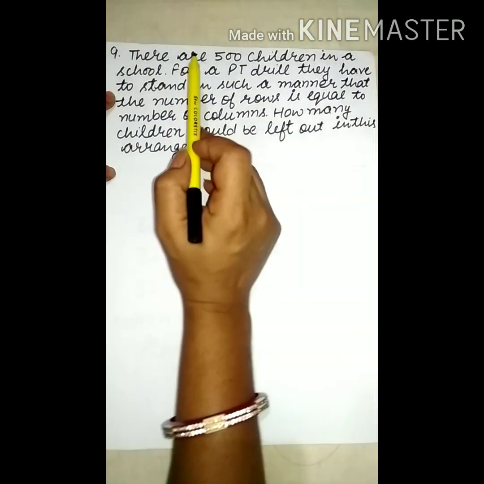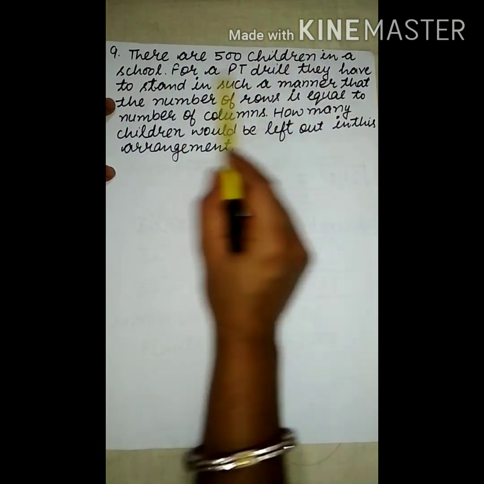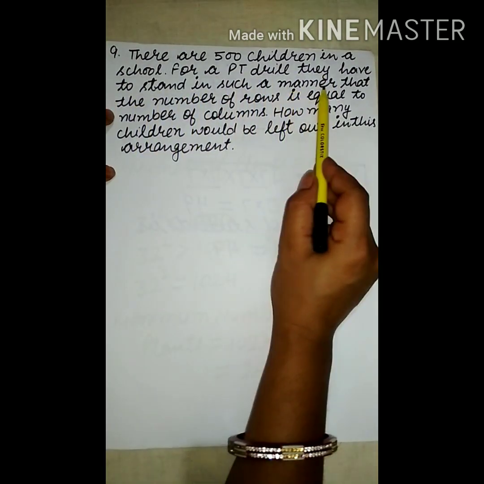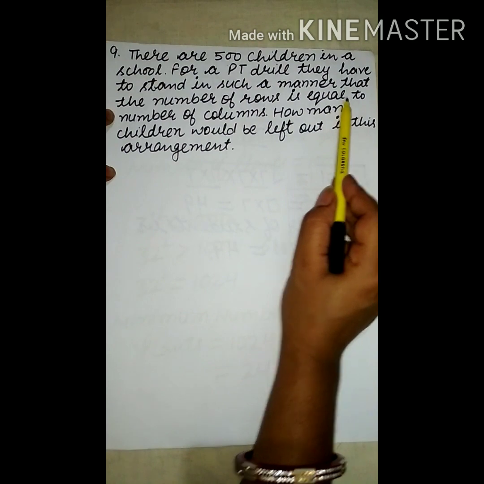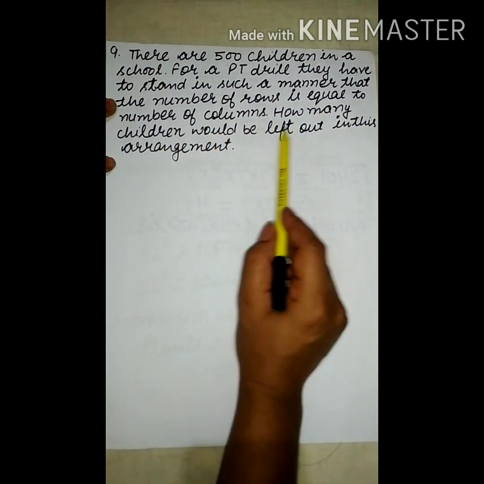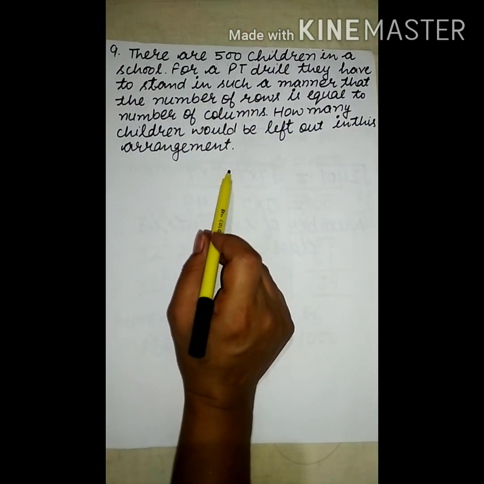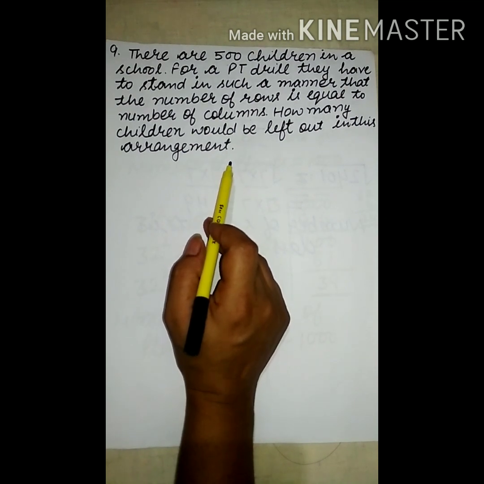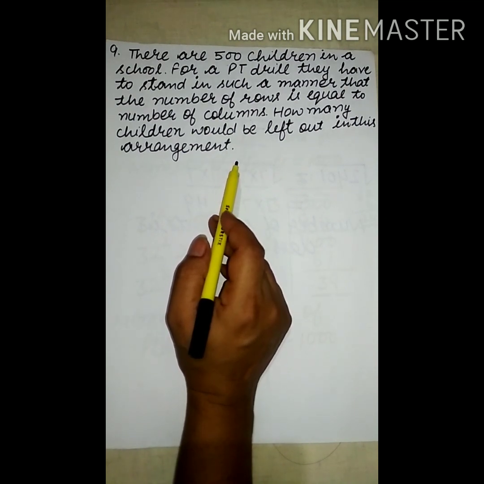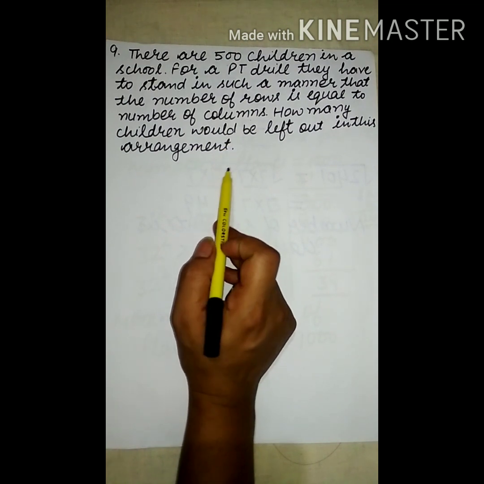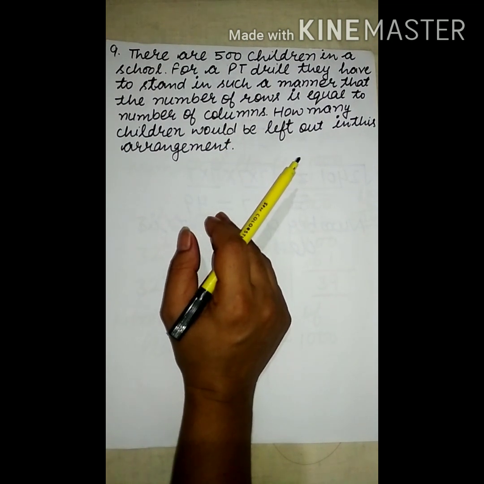Next question is, there are 500 children in a school. For a PT drill, they have to stand in such a manner that the number of rows is equal to the number of columns. How many children would be left out in this arrangement? Students, the question is exactly the same as the previous question, but the only difference is that in that question we were to find out the number of plants which must be added. Now in this question we are to find out the number of children which must be left out. It means this is the kind of subtraction.